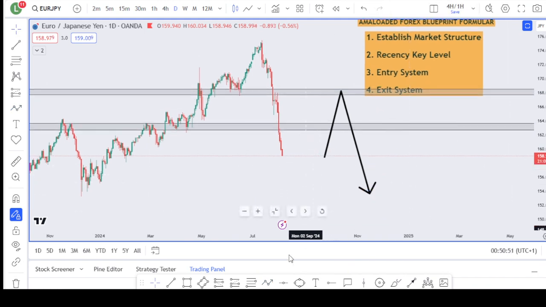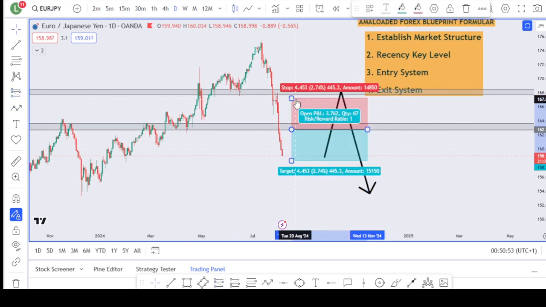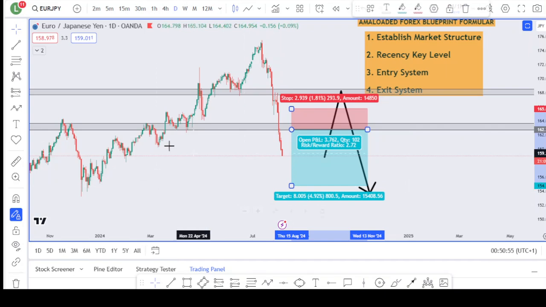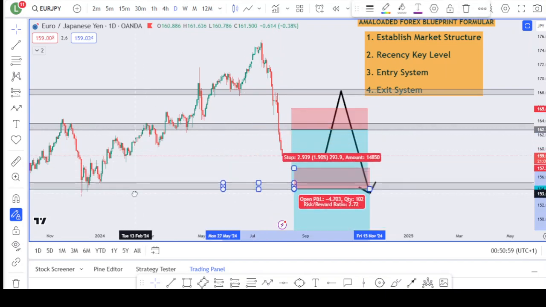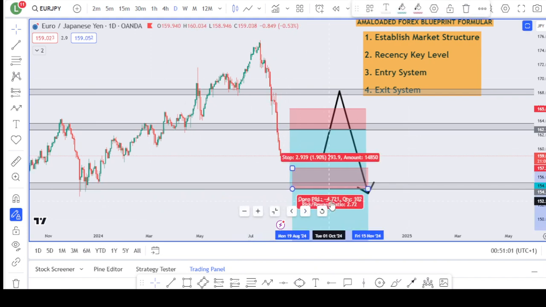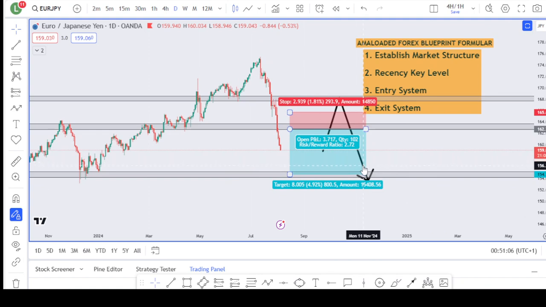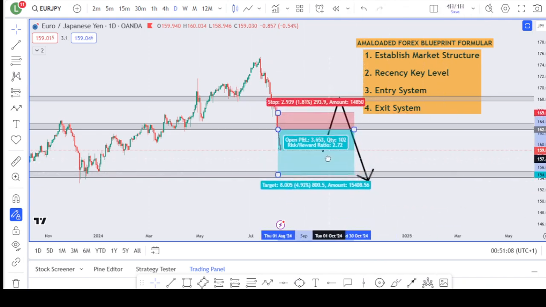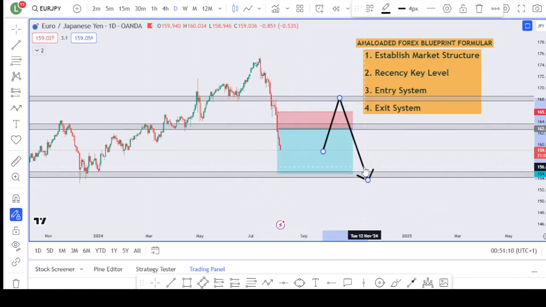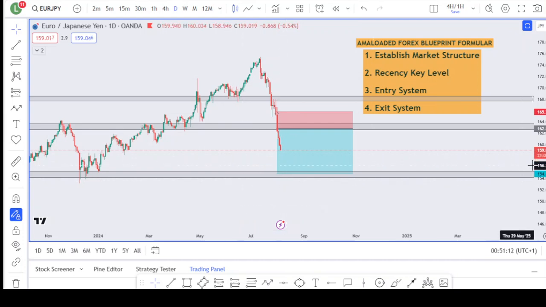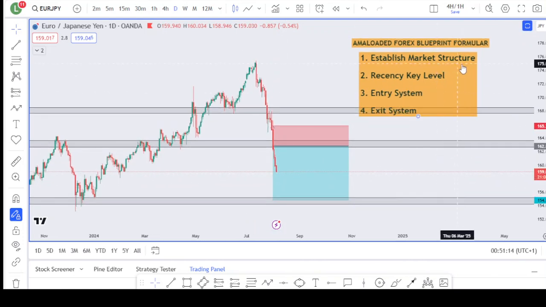And if we're executing our position around this zone here, then this place is going to be our take profit zone. The next support here is going to be our take profit zone after executing around this zone here. This is very simple. The most important thing is to establish the market structure.